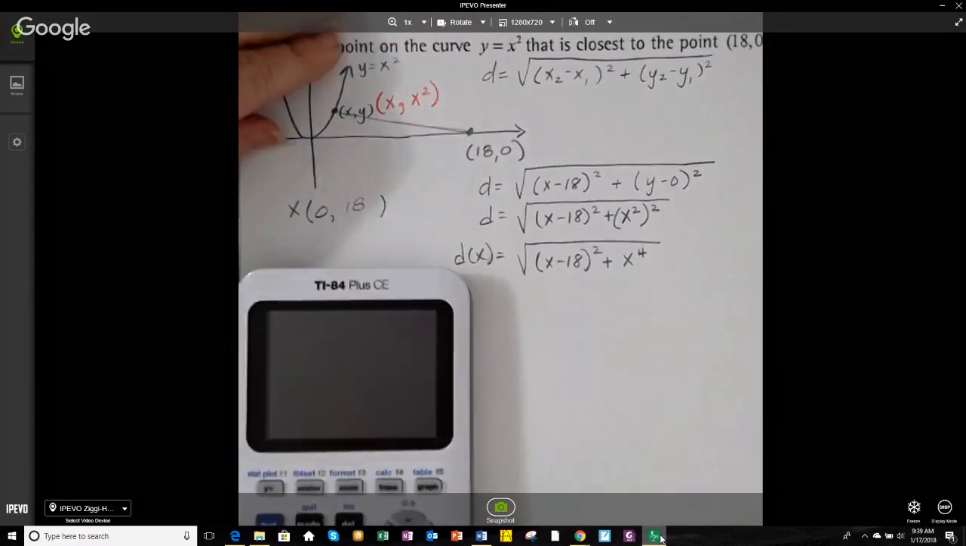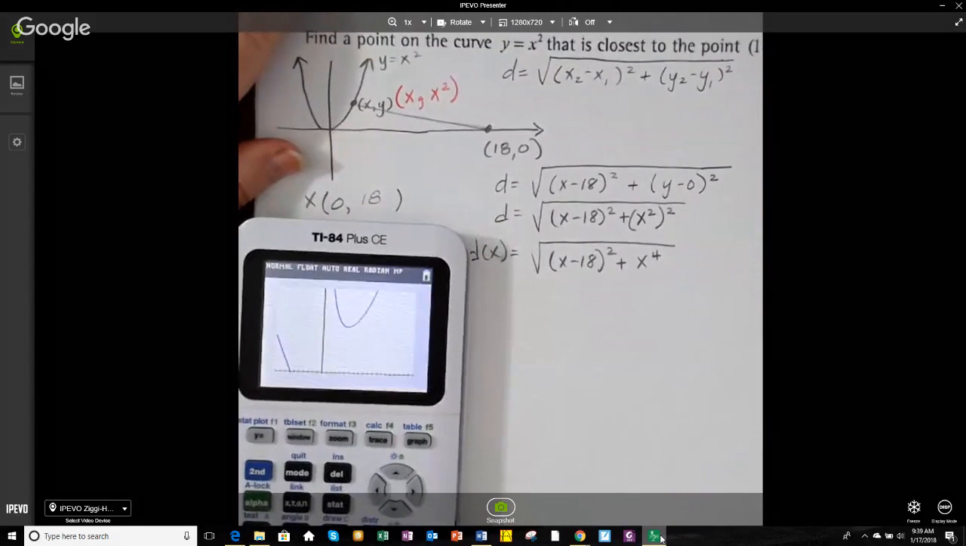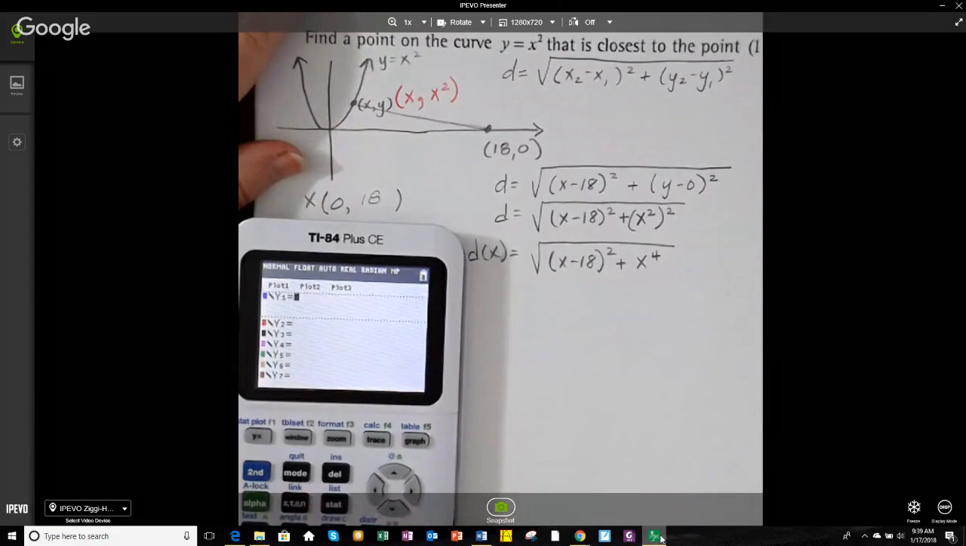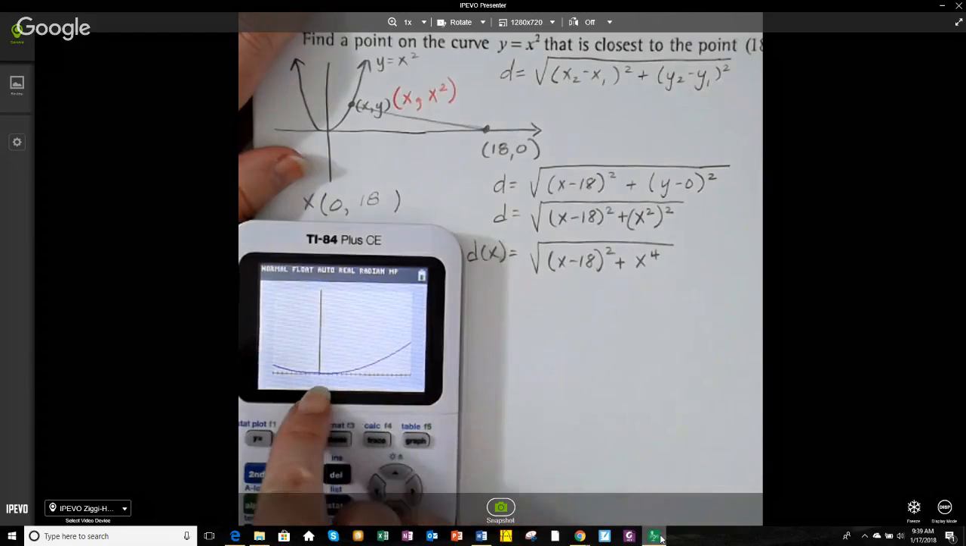So now we're going to take our calculator and see if we can find a distance, a minimum. So let's go y equals, clear this out, and we're going to go second square root of parentheses x minus 18 squared plus x to the 4th, and press enter. And I'm just going to leave the window alone to play with it in just a second. So let's see what the graph looks like. Wow, it looks like it might have some kind of minimum in here somewhere, but I need to zoom in.